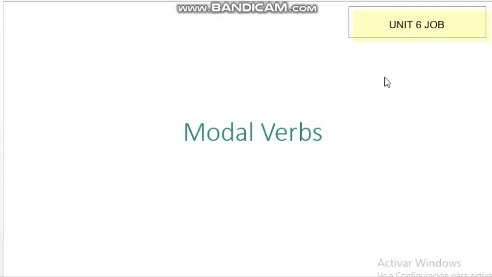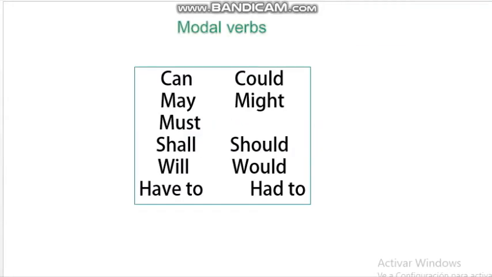To continue with the grammar of Unit 6 Jobs, we are going to talk about modal verbs. We use modal verbs or modals to show if we believe something is certain, possible, or impossible. We also use them to talk about ability, ask permission, and make requests and offers.